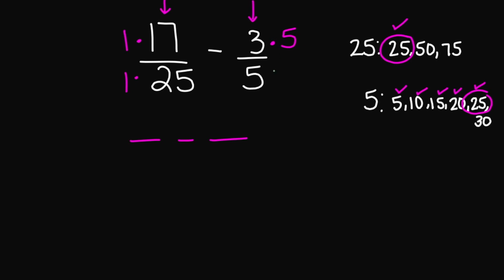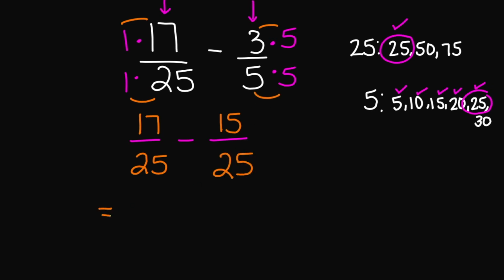So I'm going to multiply top and bottom by 5. Now we're going to multiply. 1 times 17 is going to be 17. 1 times 25 is 25. Perfect. Minus 3 times 5 is 15, over 5 times 5 is 25. Now that my denominators are the same, I'm going to subtract my numerators. So 17 minus 15 is going to equal 2. That's going to be over 25. And this is your final answer.